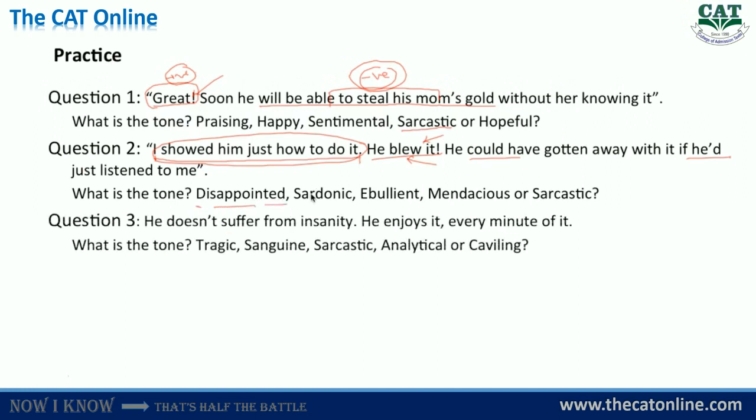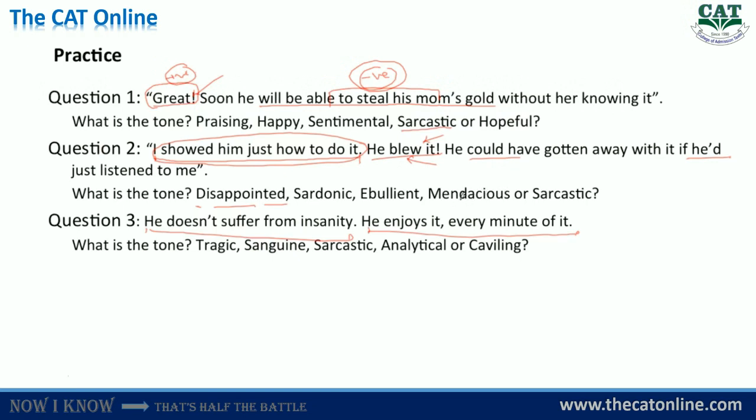Let's take another example. "He doesn't suffer from insanity, he enjoys it, every minute of it." Now if I read the given options, that may be tragic, sanguine, sarcastic, analytical, or cavilling. Now, if I try and interpret the sentence, I say that the person is not mad, but he is really enjoying being called mad. He enjoys being called mad, or he enjoys all the stuff that he does that relates to something that's insane, right?